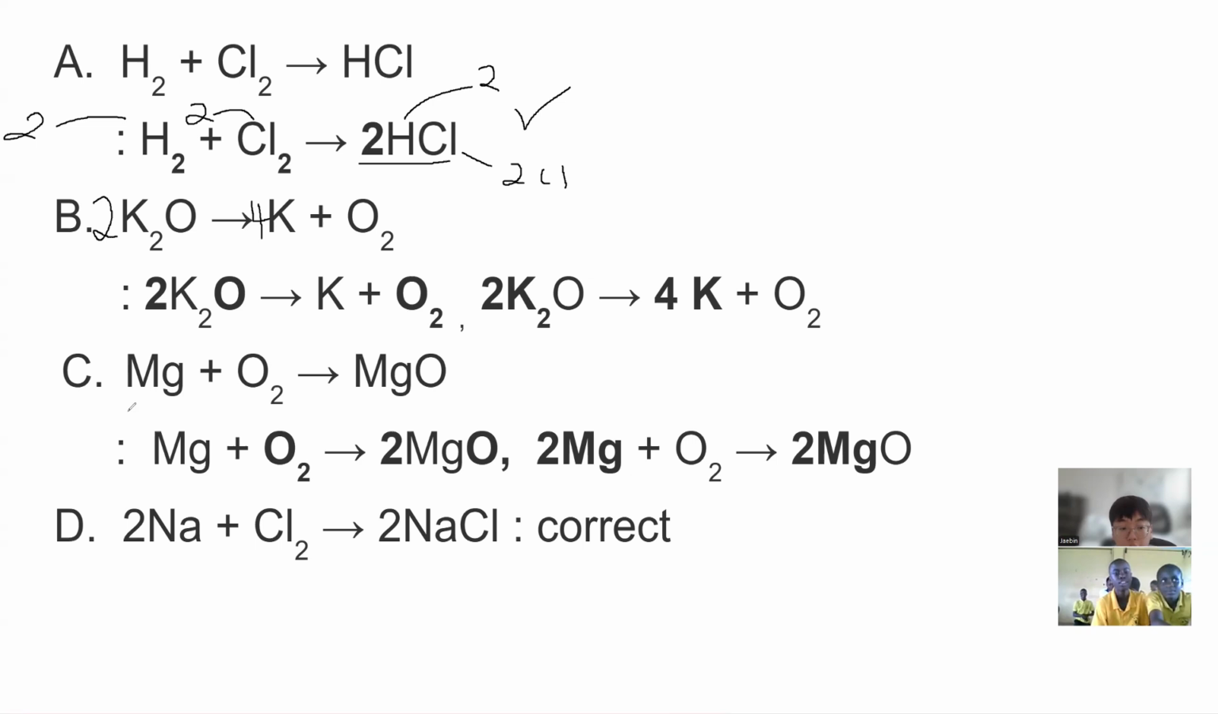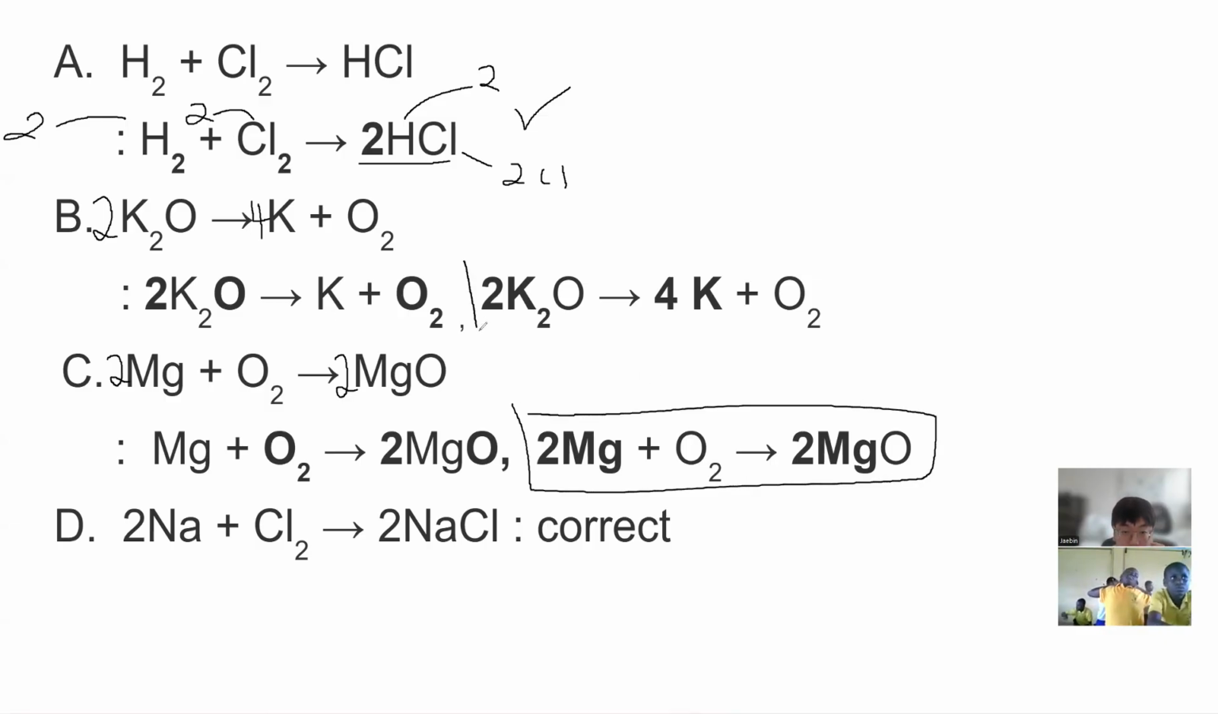And then for C, you need to add 2 on the right to make 2 oxygen and 2 magnesium on the left. And then the final one was correct.